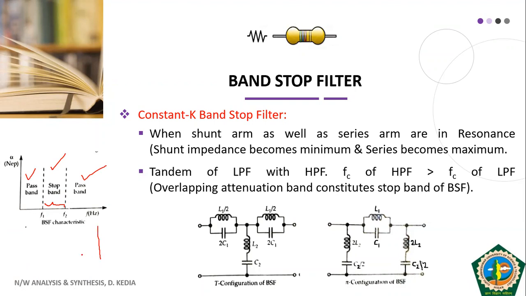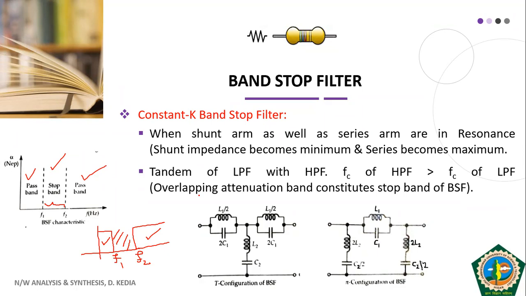Okay. So in other words, you can draw it like this, that in case of band stop filter, this is the band where frequencies will be rejected. Okay, so this is your f1 and this is your f2. So here your frequencies will be passed and here also your frequencies will be passed. So this is your constant K band stop filter. So this is the basic concept.